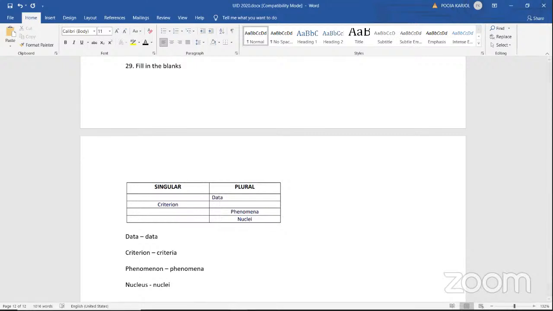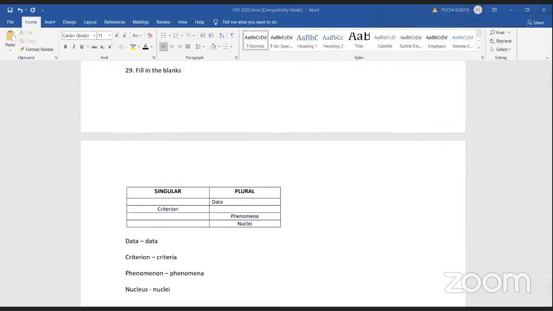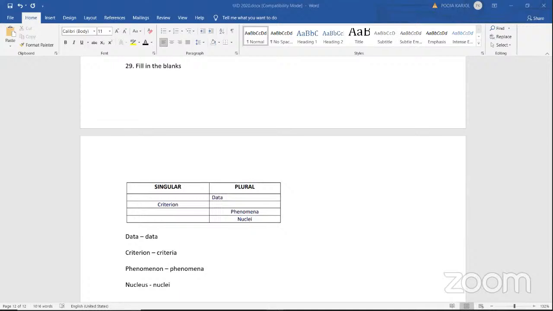Okay. I have to show you guys. Ma'am, is this a previous year question paper? It is from Karnataka University, I'm not sure, I did not mention it exactly. It may have been a sample paper, but it's from UID.